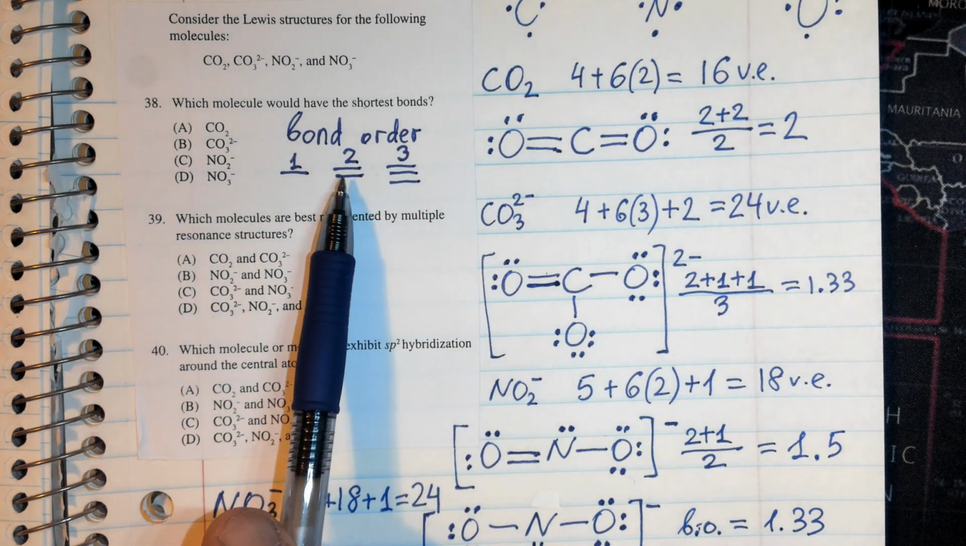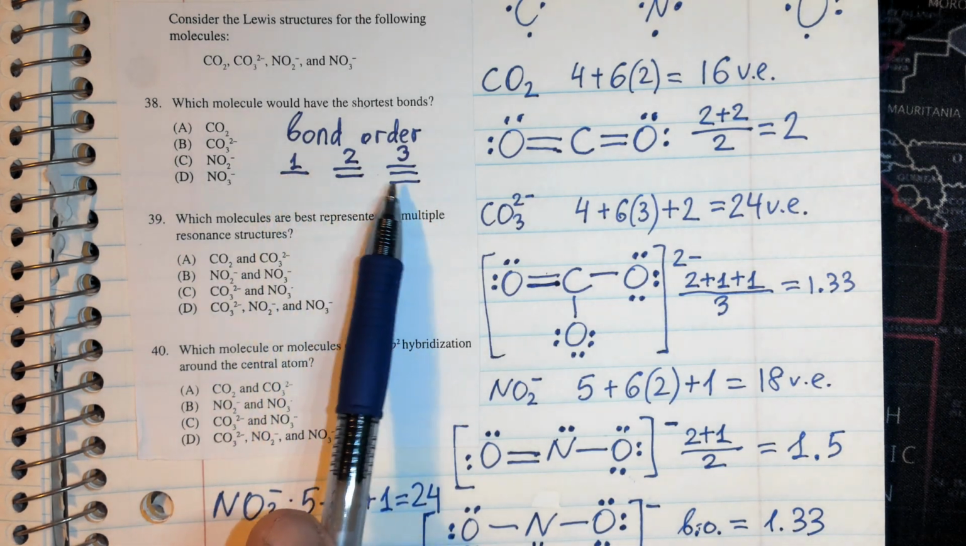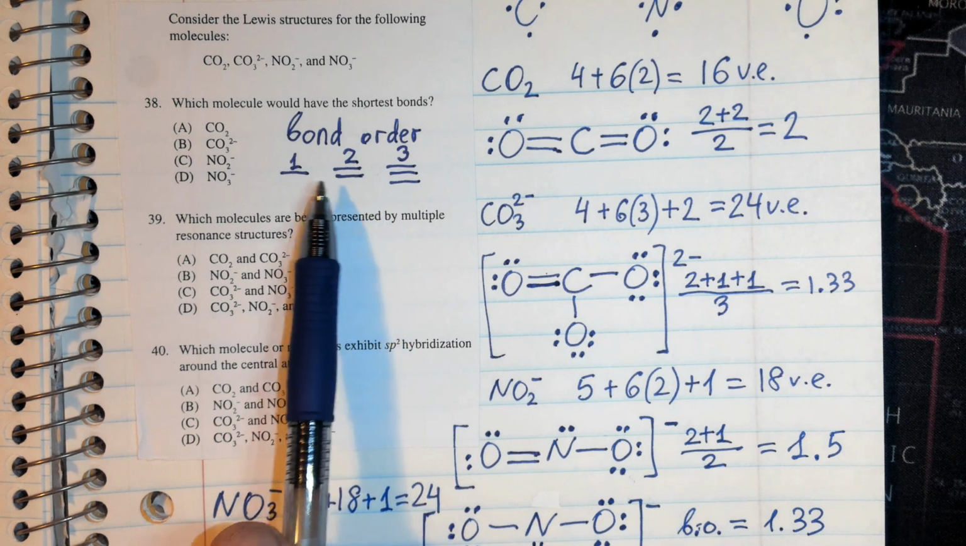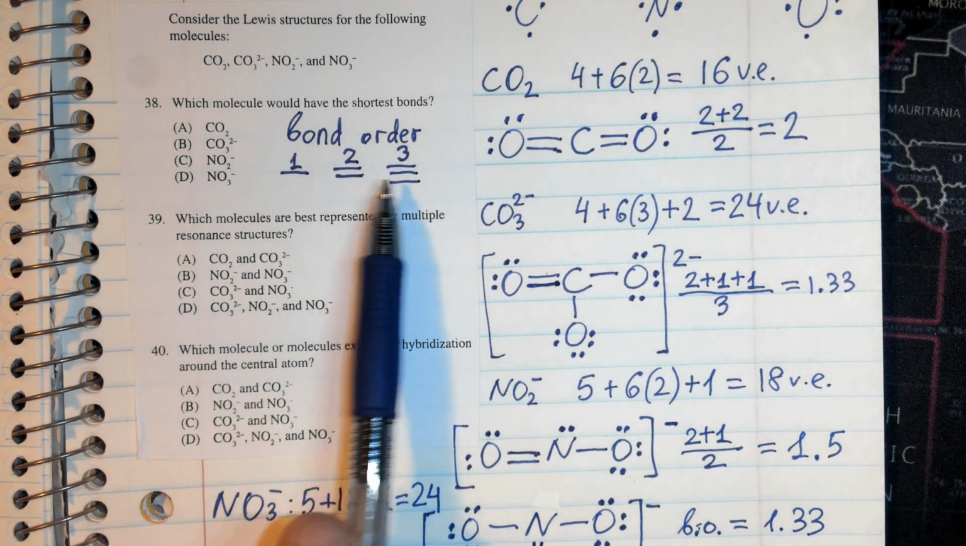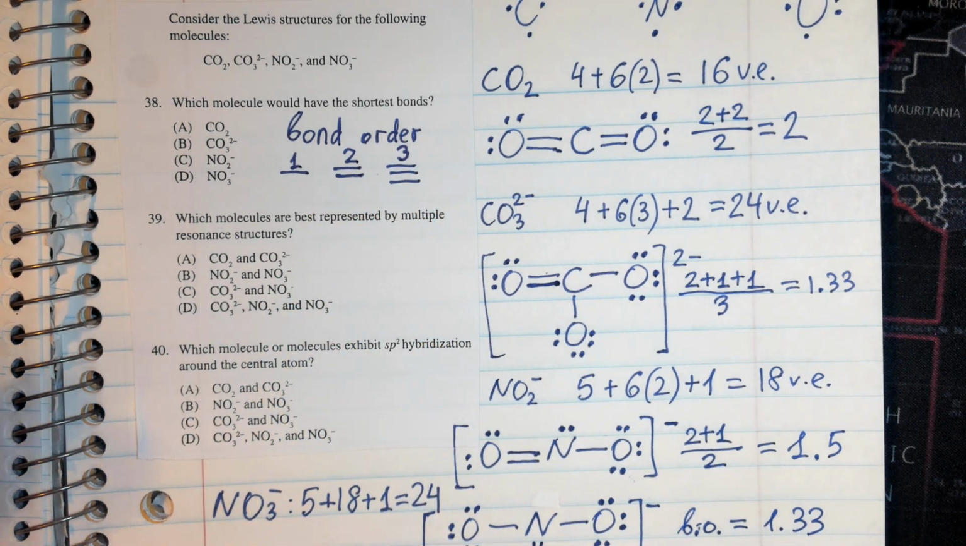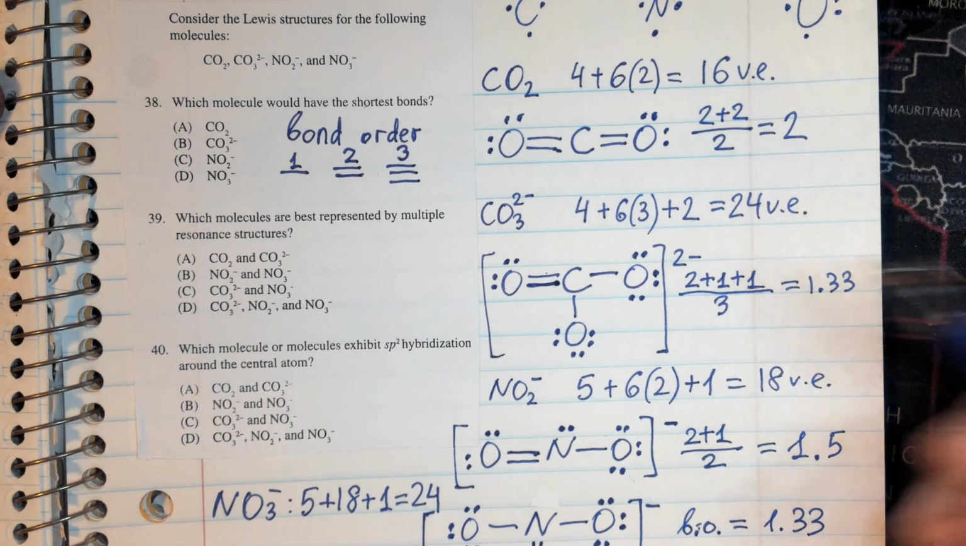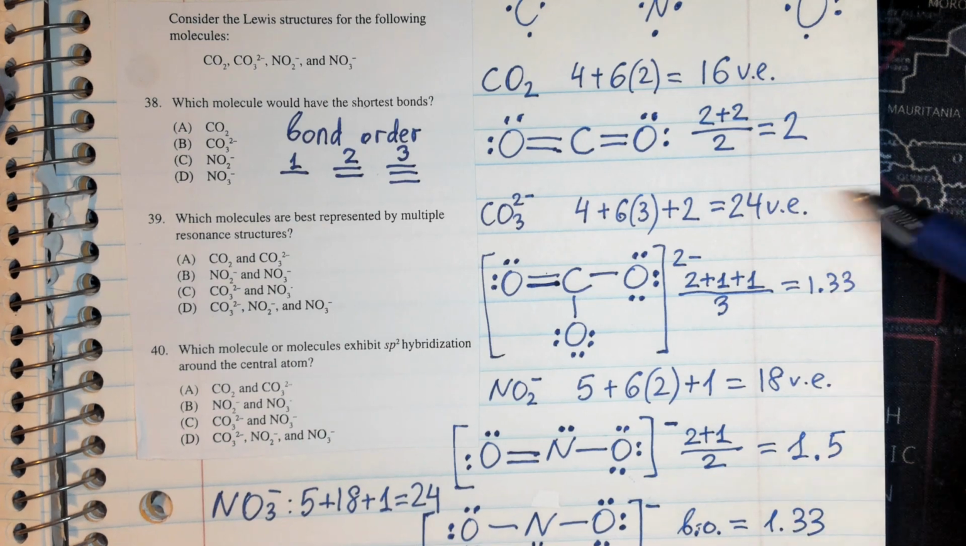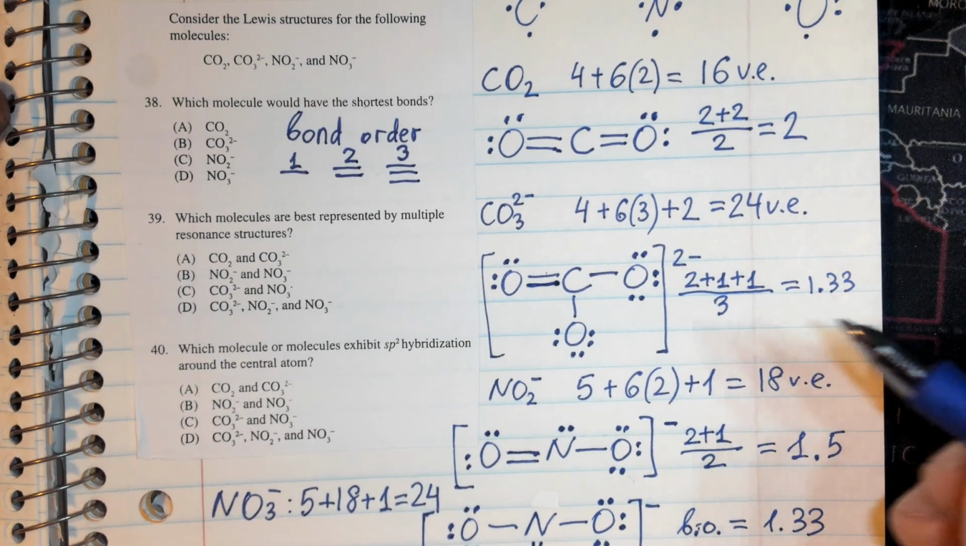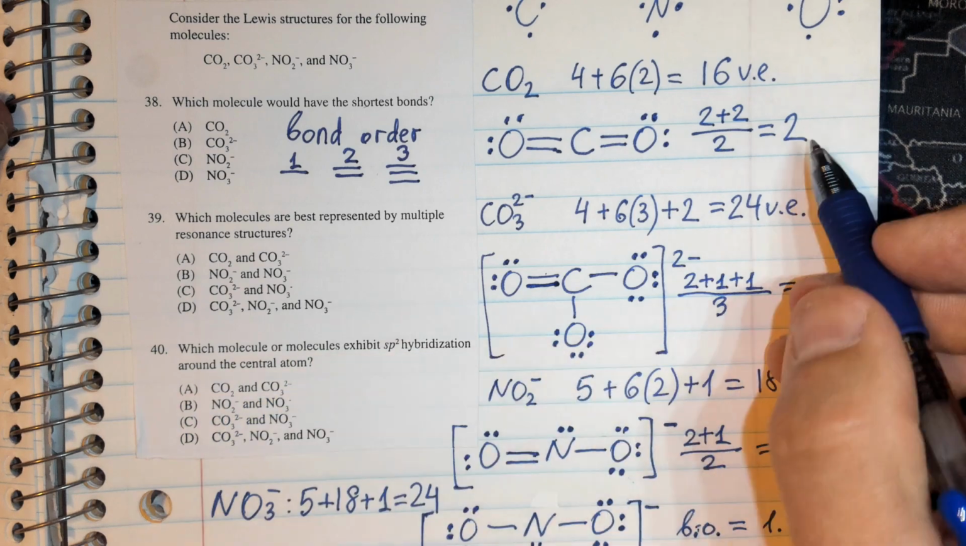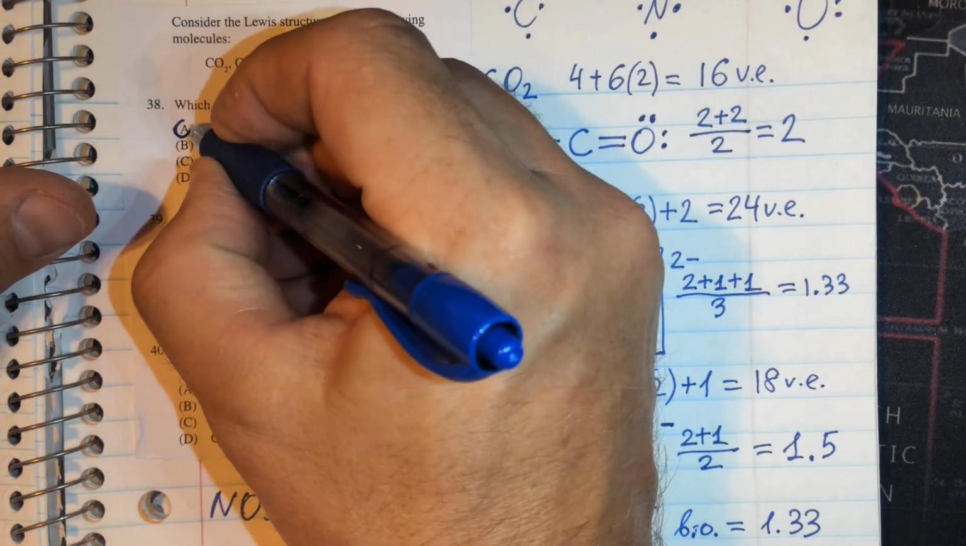Again, the shortest bonds are the bonds with the higher bond order. So the double bond is shorter than the single, and the triple is shorter than the double. More shared pairs make the bond stronger and shorter, because there is more attraction between the electron cloud and the nuclei of the bonding atoms. So the winner here clearly is CO2, which only has double bonds, so bond order 2, and the answer is A.